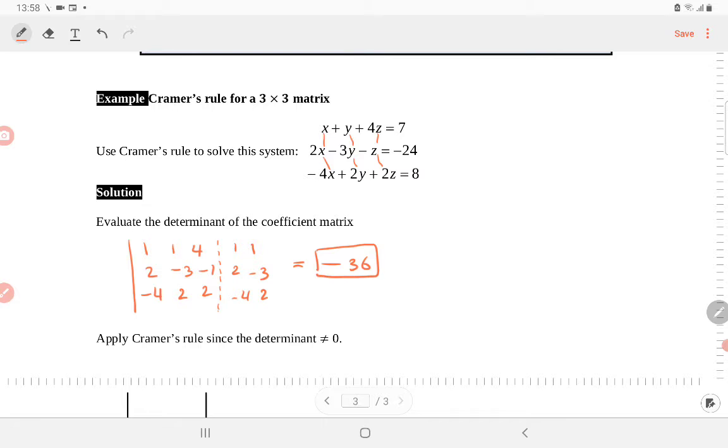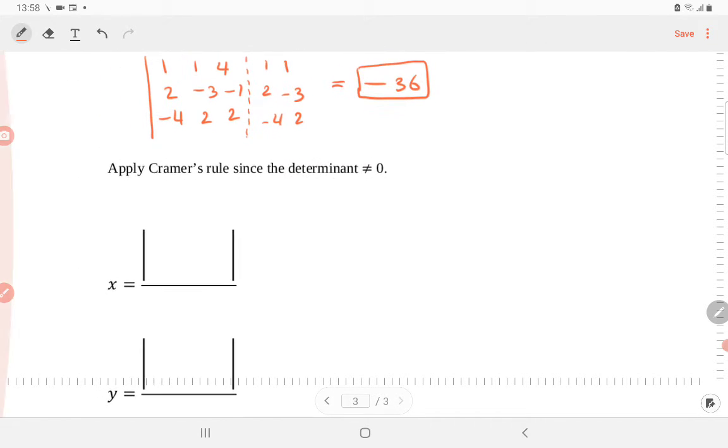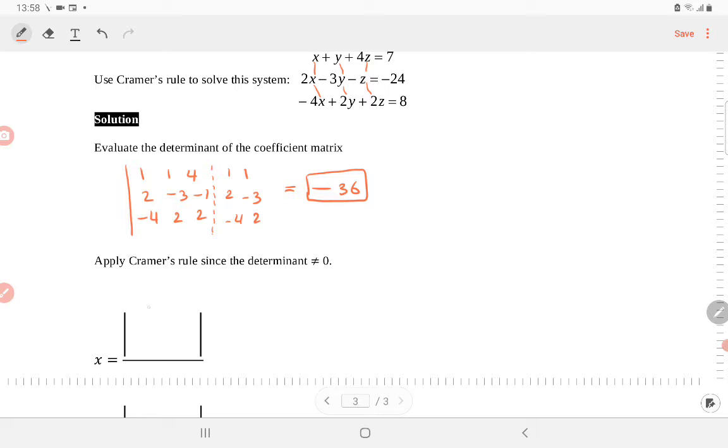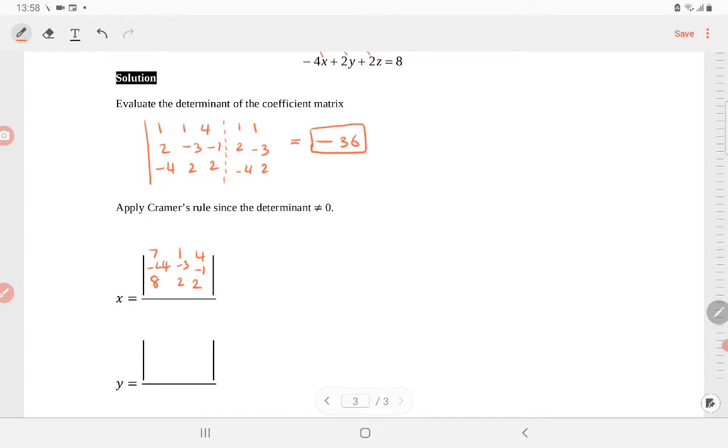I won't do it all to save time. So let's get the determinant of that coefficient matrix first. That's it. So doing Cramer's rule, we'll end up with the constants going in first: 7, minus 24, 8. Then we write in the other two columns. So that's going to be 1, minus 3, 2, 4, minus 1, 2. And we can put in the minus 36 there as well.